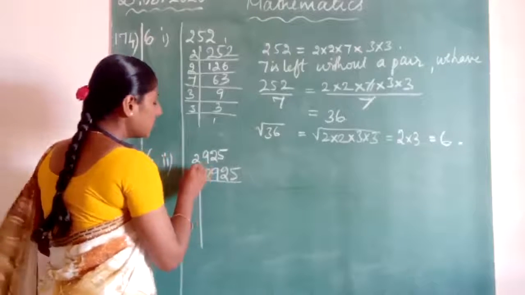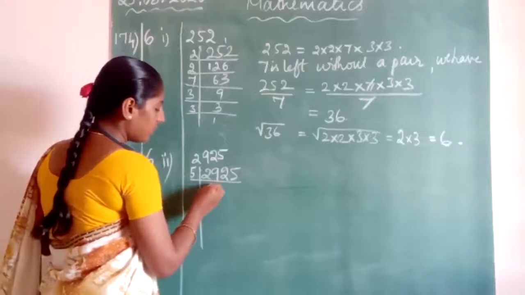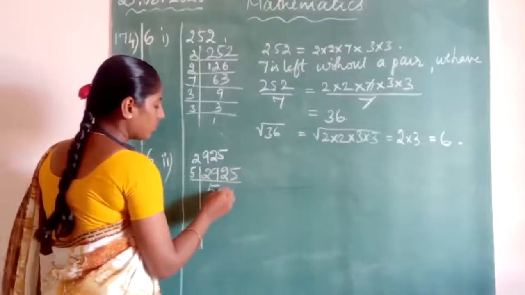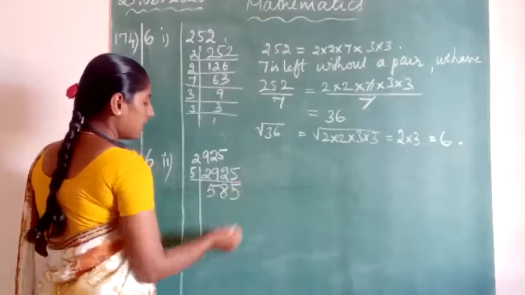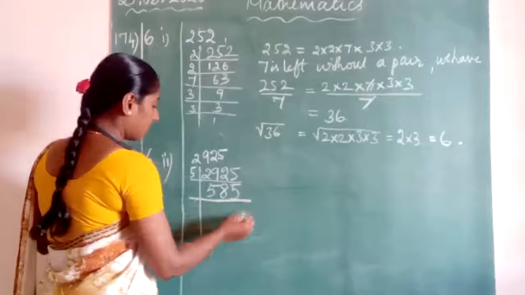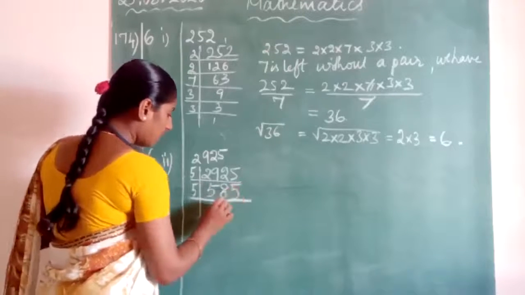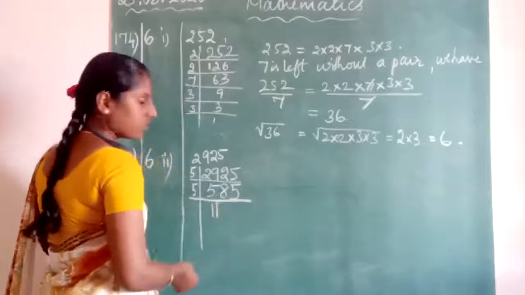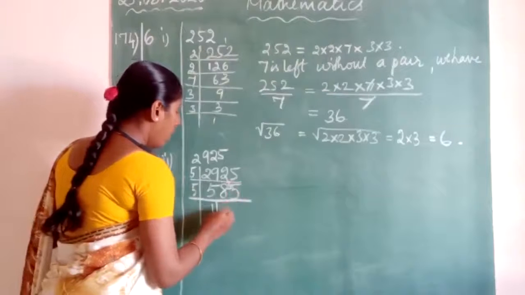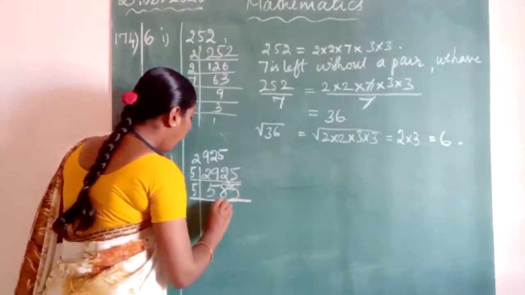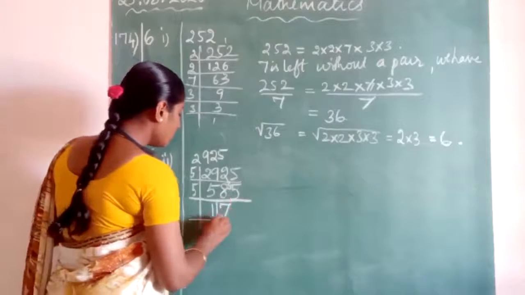We can start with the 5 table. 5 4s are 20, 5 5s are 25, so 4 remaining, 42. Okay, 5 8s are 40, 2 remaining, 25. 5 5s are 25, so 585. Okay, next, 5 1s are 5, 5 1s are 5, 3 remaining, 35. Okay, 117.